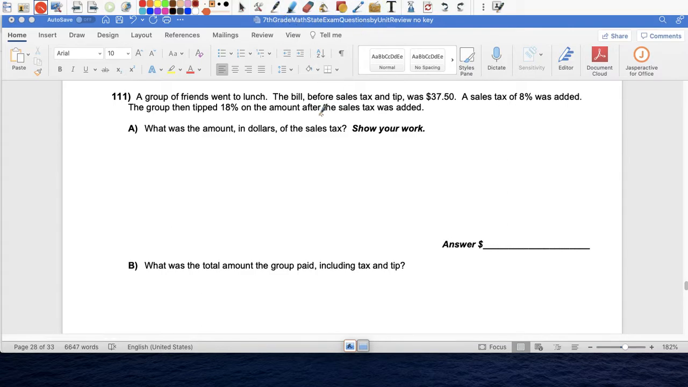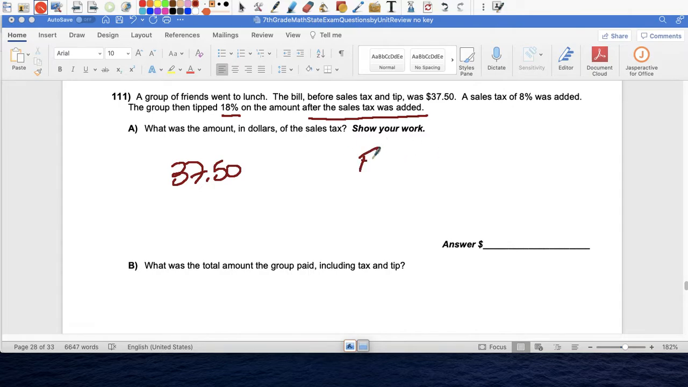See, I don't like this problem because look, they're adding tip after the sales tax was added, which goes against everything that I've been telling you guys. So it just confuses you. So be really careful reading the question. So we have $37.50.